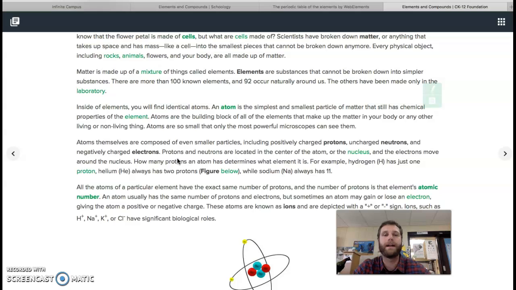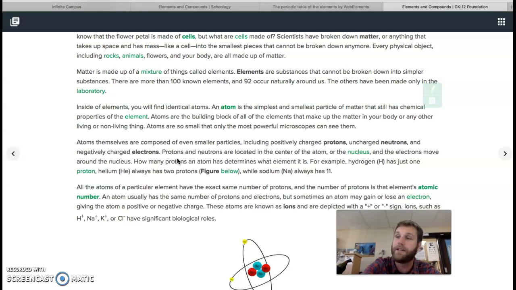Inside of elements, you will find identical atoms. An atom is the simplest and smallest particle of matter that still has the chemical properties of the element. Atoms are the building blocks of all elements that make up the matter in your body and any other living or non-living thing. Atoms are so small that only the world's most powerful microscopes can see them. So we have microscopes around our classroom. You guys know this. Even those microscopes will not be anywhere near powerful enough to see how small an atom is.